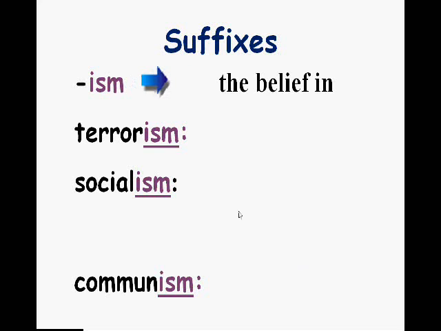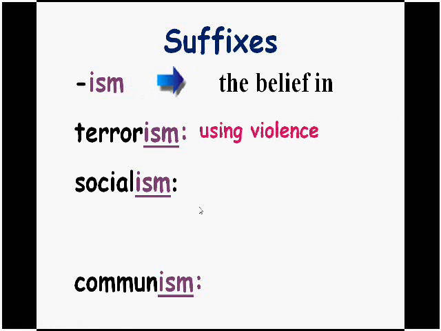So now let's have a look at the suffixes, okay? We were talking about the prefixes, and we said prefixes come at the beginning of a word. Now suffixes, they come at the end of the word, okay? Like ism, and ism means the belief in something, okay? So we have terrorism, socialism, communism, okay? So now if we look at suffixes, then we are dealing with the ending of the word itself, okay? The meaning of terrorism is using violence, or terror.